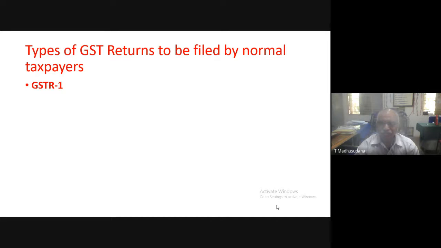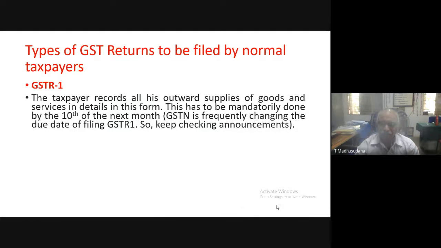The first return form is GSTR1. GSTR1: the taxpayer records all his outward supplies of goods and services in detail in this form.